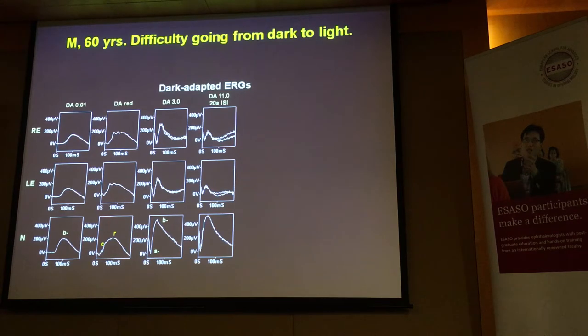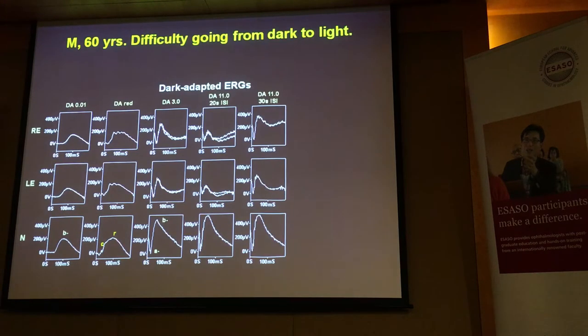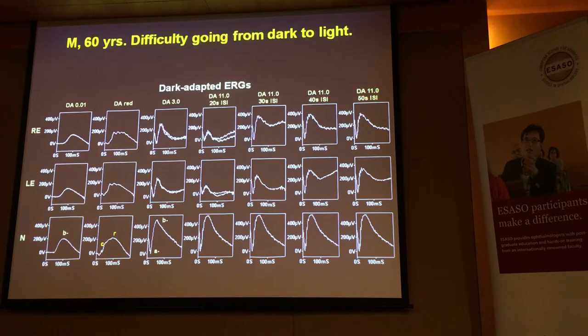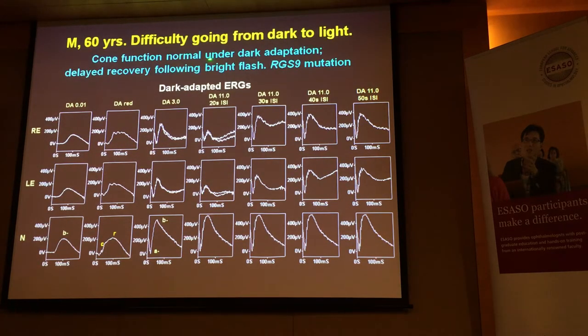So there's something affecting the recovery. Because when we go from a 20-second stimulus interval to 30 seconds, up to 50 seconds, we get demonstrated recovery. And now the ERG follows the same pattern as a normal. But you have to do this to demonstrate it. You have to have a technician who's sharp, and then you have to tell the technician what to do, and that's how we detected and discovered it. But that's a different story. So cone function is normal under dark adaptation. There's a delayed recovery following bright flash. This is mutation in RGS9 or the anchor protein R9AP.